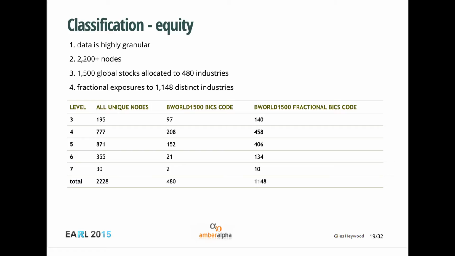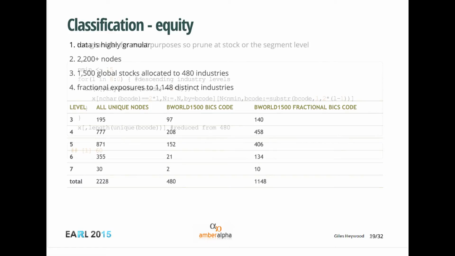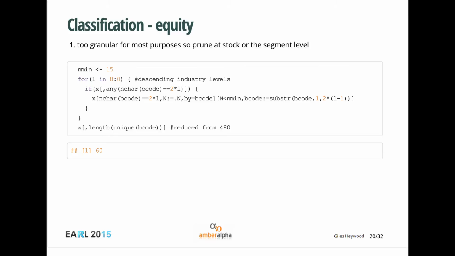So you might go, well, this is way too granular for my purposes. Whichever one of those applications you're looking at, you don't want to be neutral on every single one of those micro industries. So you need to prune. And so I've just thrown up a little code fragment there about how you might automatically prune to achieve at least 15 revenue segments or 15 companies as a minimum on each node.